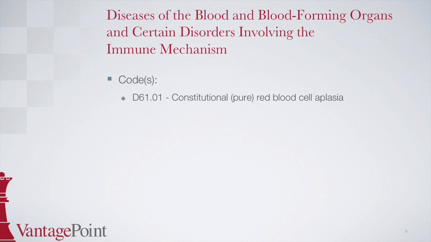The answer is D61.01, constitutional red blood cell aplasia. This code was found by going to anemia in the alphabetic index. Indented under anemia, I located aplastic, then looked for red cell. Indented below red cell, I found congenital, which led me to D61.01, which I then confirmed in the tabular.